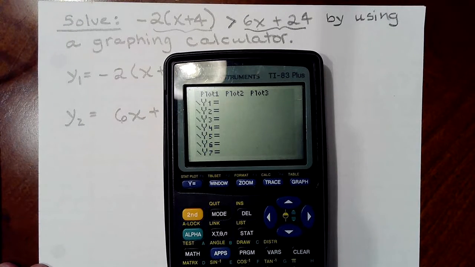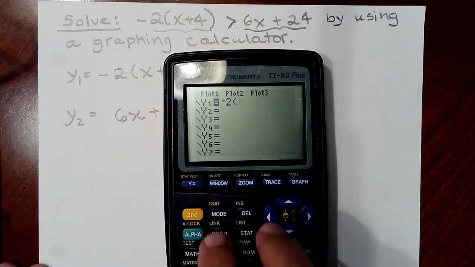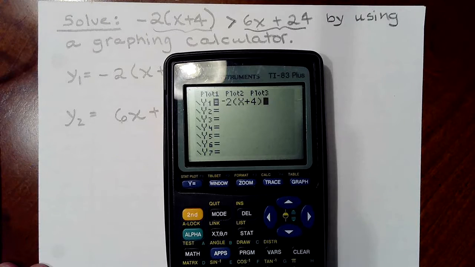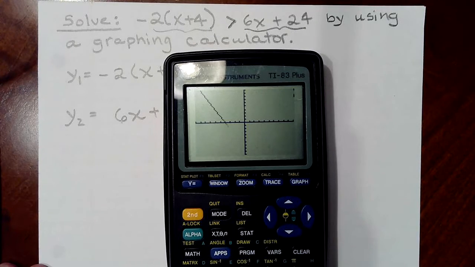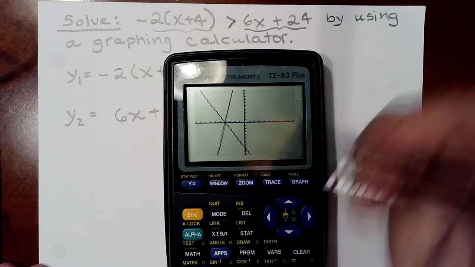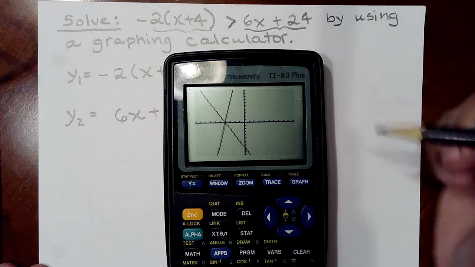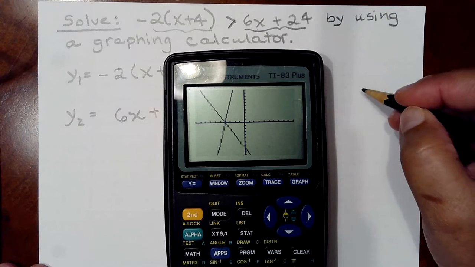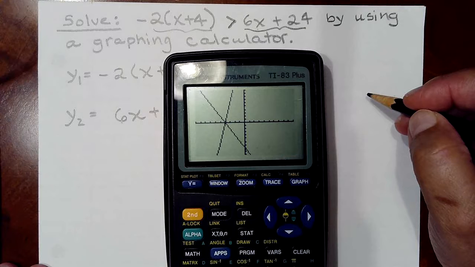And the left side is -2 times x plus 4. And then on the right side, it is 6x plus 24. I have a standard window here. That is the first line, -2 times x plus 4. And the second line that you saw was the 6x plus 24.